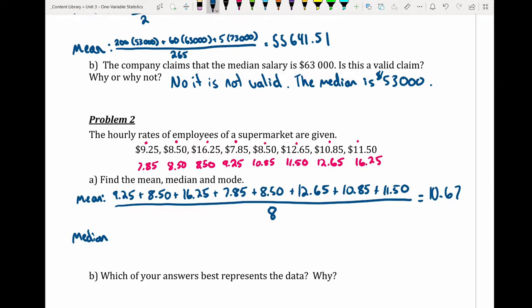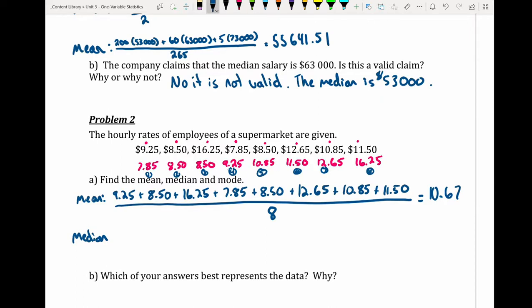So I have them all listed in order, and if I were to count to the middle from the one end, 1, 2, 3, 4, there's my middle. But if we keep going, 5, 6, 7, 8. So there are 8 numbers, so that means I have an even number. So if I count to the middle, 1, 2, 3, 4, I go to 9.25. But if I count from the other end, 1, 2, 3, 4, I end up at 10.85. This is what happens when we have an even number. We come to 2 middle numbers.